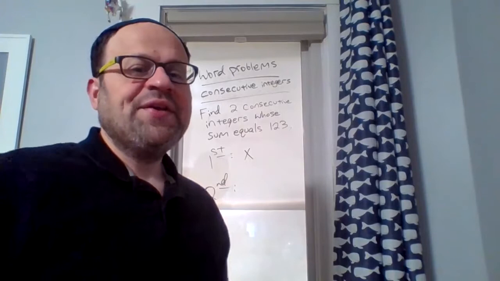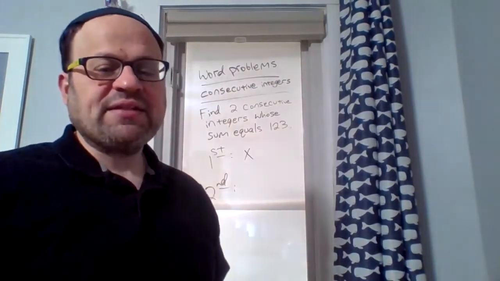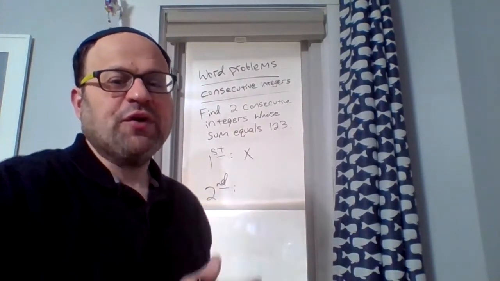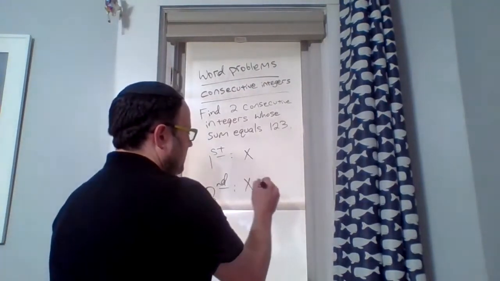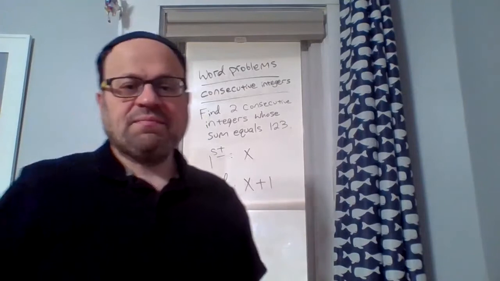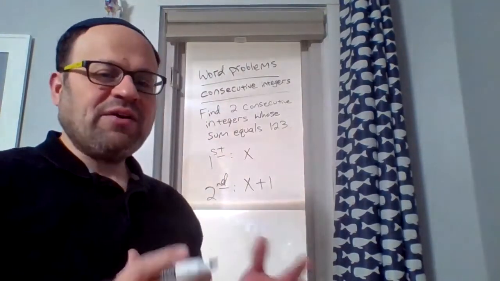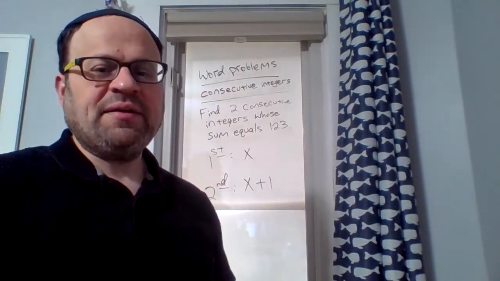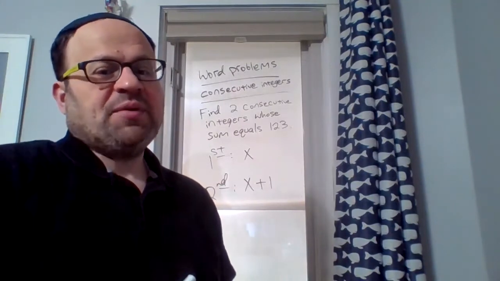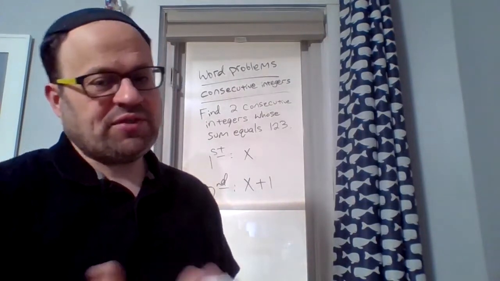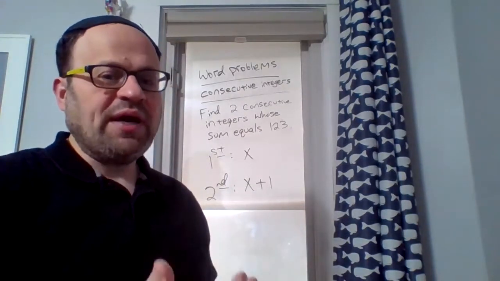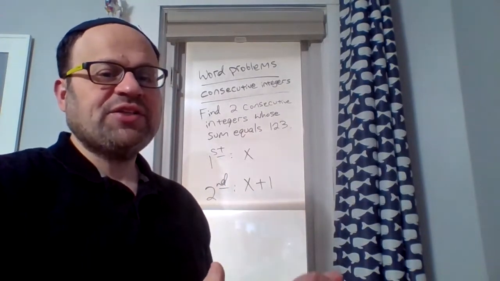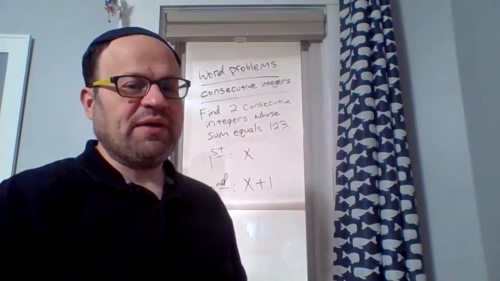Things like that. So if my first number is x, what's the next one after that? How do we go from 8 to 9? Add 1. So I have my algebraic way of writing my two numbers. My first number we said is x. I don't know it, so let's call x the thing that we don't know. And then x plus 1, because consecutive integers means jumping by 1.